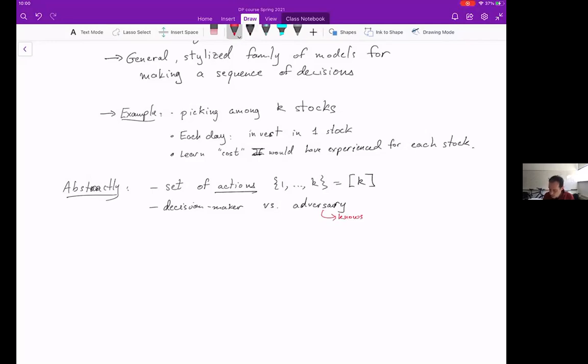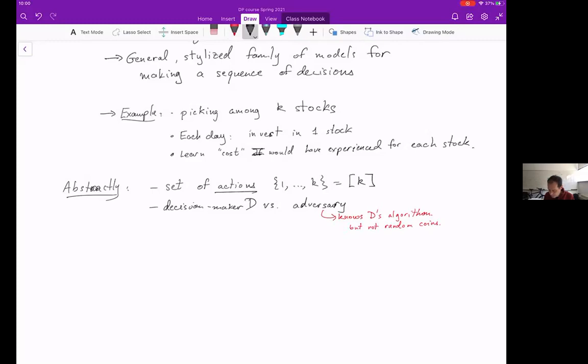So the decision maker, we'll call them D. And so the adversary will know D's procedure, know D's algorithm. But if the adversary knows everything, knows D's actions ahead of time, the situation is going to be kind of hopeless. So we're going to allow D to be randomized. Okay, so the adversary knows D's algorithm, but not D's random coins. D is allowed to make random choices, and the adversary won't be able to predict those random choices.